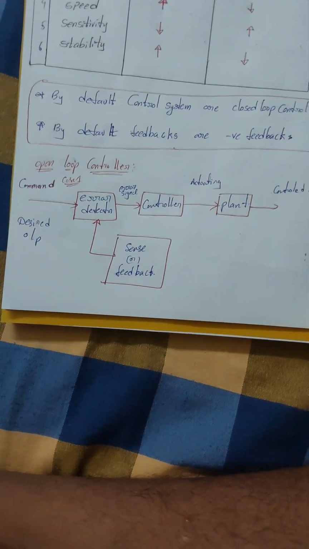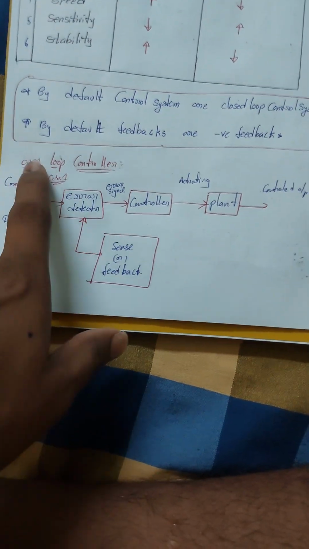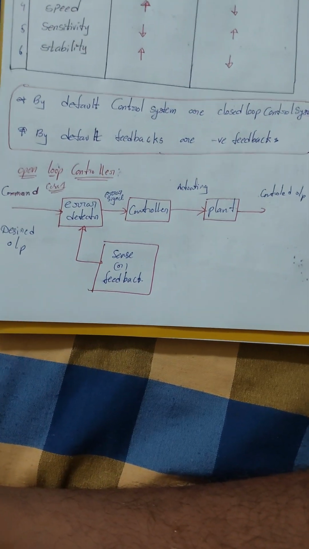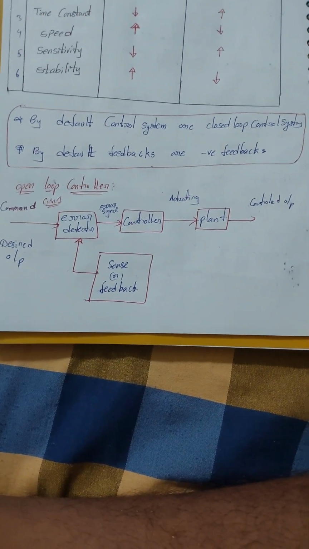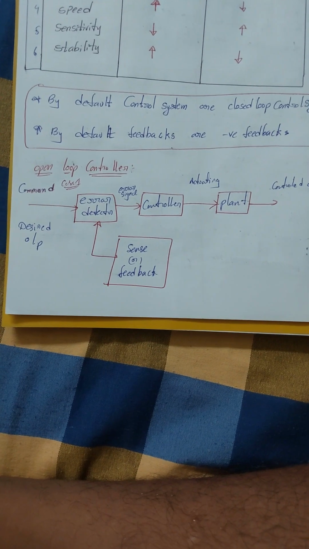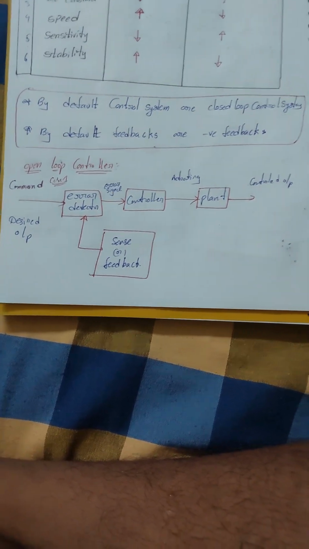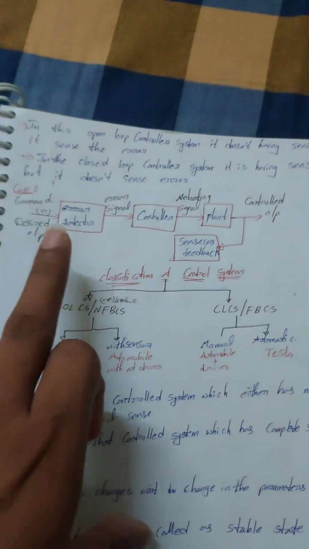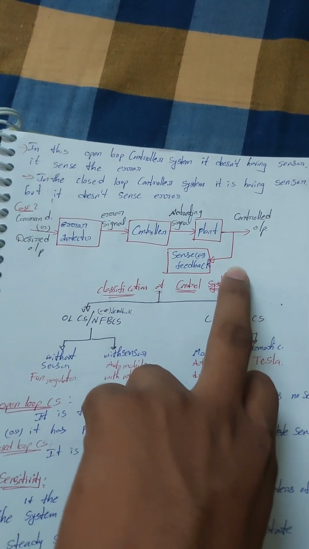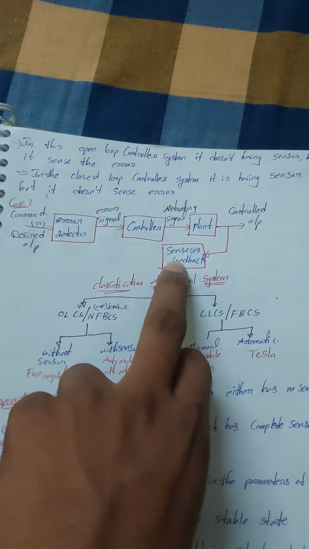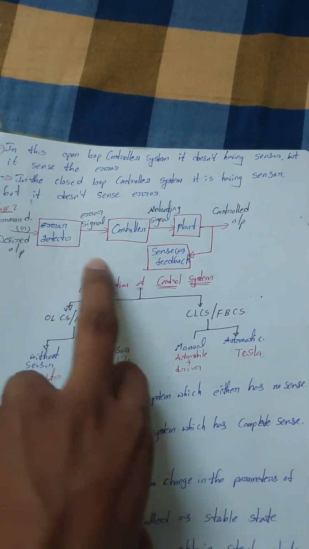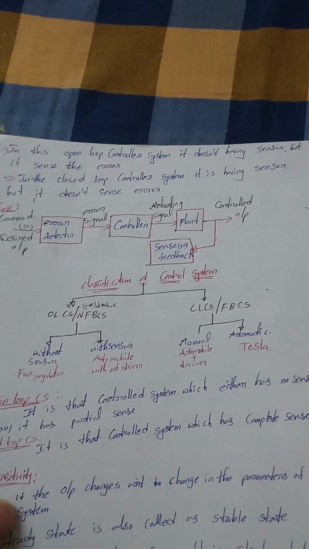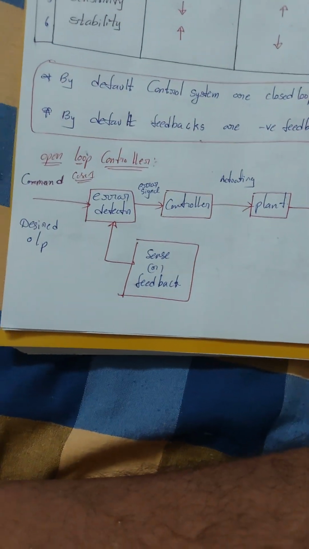Coming to the open loop control system, here we see two cases. In the first case, there is a sensor feedback which is open loop, not connected through the plant output. This is the first case, and I will show you the second case. In the second case, we see that the feedback is connected to the output, but the feedback is not connected to the error detector. This is the open loop control system.